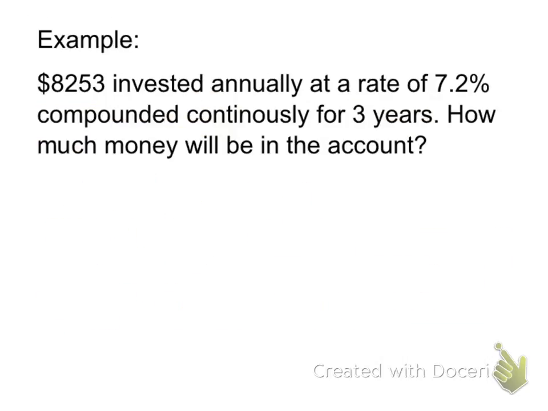Here's an example of compound interest that we'll be using the other formula for. Here's my initial investment that I just highlighted, and I'm compounding continuously at a rate of 7.2% for 3 years. Because we're being compounded continuously, that is why we're going to be using that other formula where A equals P times e to the rt.